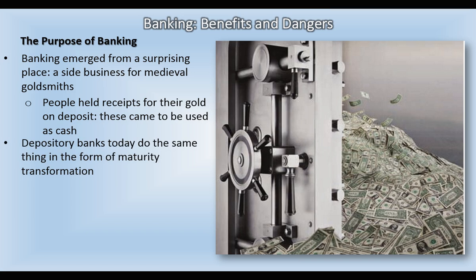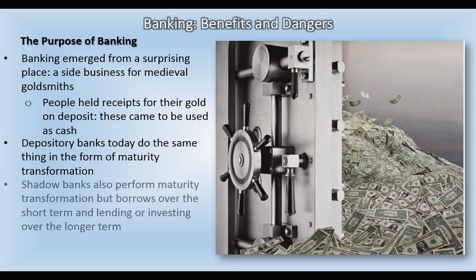Depository banks today do the same thing in the form of maturity transformation. As I mentioned, people deposit their money into checking accounts or different types of accounts, which are liabilities for the banks. The banks take that money because they know not everybody's going to ask for that money at once, and loan it out. Shadow banks also perform maturity transformation, but they borrow over the short term and lend or invest over the long term. So they take on a riskier approach to maturity transformation. They're more about borrowing money rather than having people deposit money in their account. So they will actually take out loans to finance their risky investments.